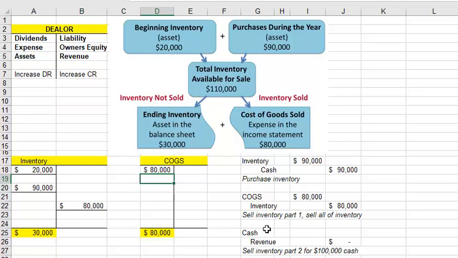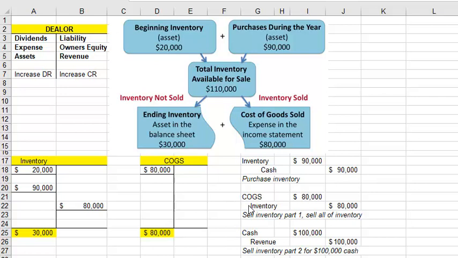The other side is going to be, so we're seeing that sell inventory. Part 1, sell all of inventory. Part 2, sell inventory for $100,000. Our cash is going to go up. It's an asset of $100,000. And our revenue is going to go up $100,000 as well. So what do we have here? If we did a mini income statement here, we'd have revenues of $100,000 less expenses of $80,000 give us net income of $20,000. We have made $20,000 on this transaction.